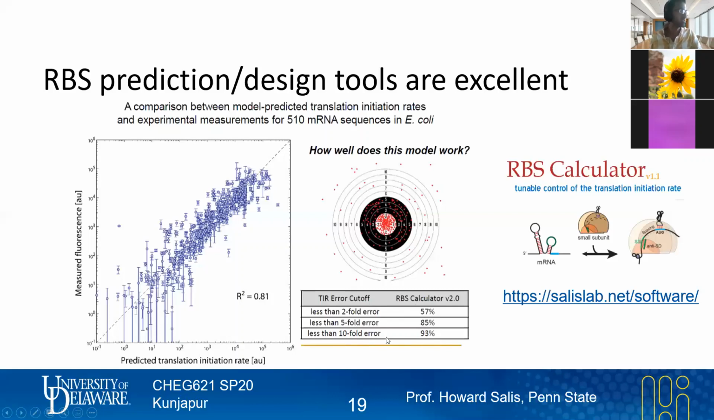So that's pretty impressive. And so in your homework, you get to play around with the RBS calculator. Hopefully you'll find it a useful tool, I think, for a lot of metabolic engineering work. It's really valuable, particularly in bacteria, where when you have an operon, you can modulate individual RBSs.